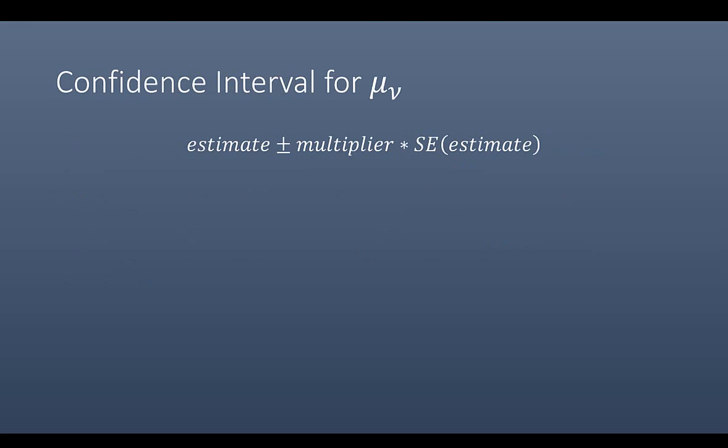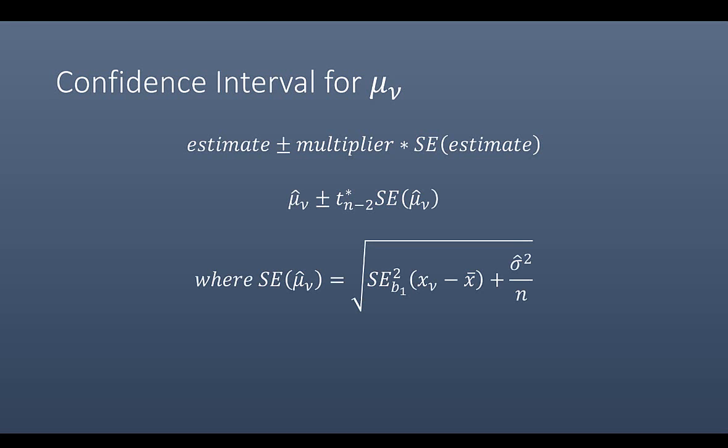To find the confidence interval for the true mean response for a specific value of x, x nu, we will use the estimate for mu nu hat plus or minus the t star multiplier with n minus 2 degrees of freedom times the standard error for the estimate of mu nu hat. The standard error equation may look a bit complicated, but we will use R to calculate it. This formula combines the variability in the slope estimate, the standard error of B1, scaled based on the distance between x nu and the mean of x, x bar, and the variability around the regression line.